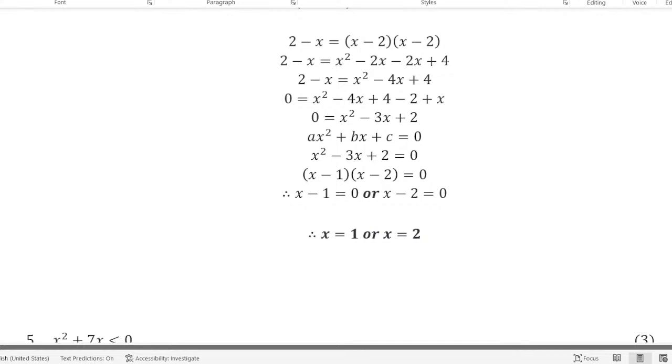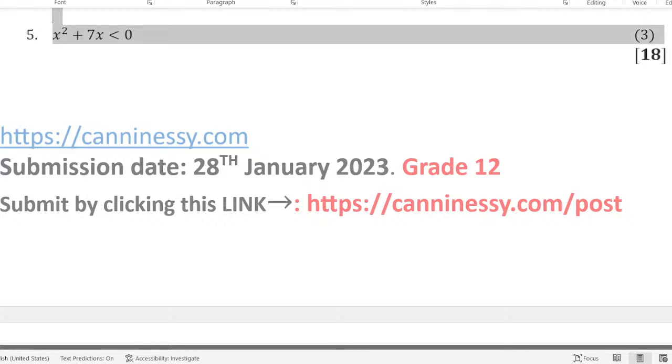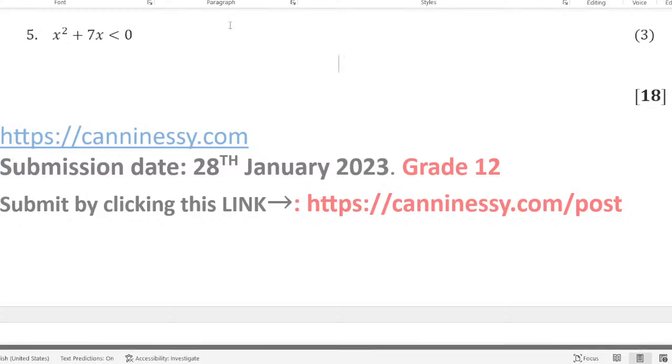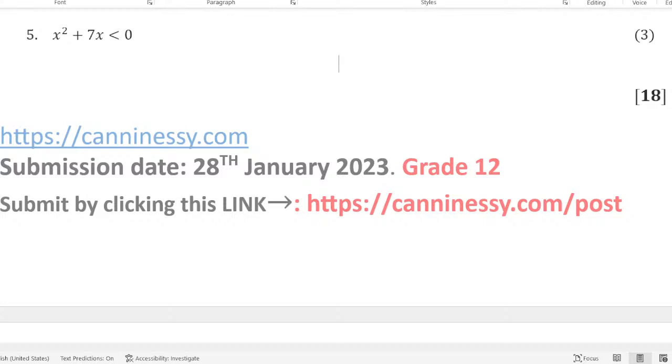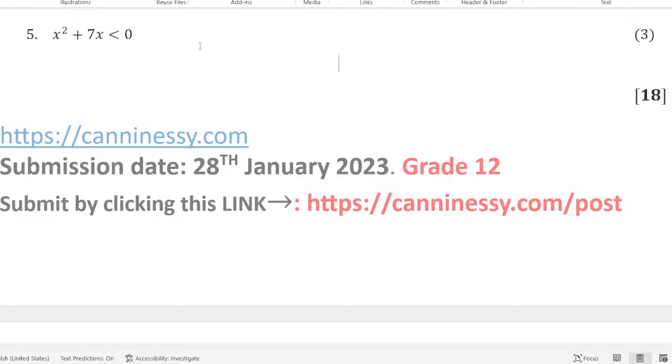All right, one more, and we're done. This one is 3 marks. So here we have x squared plus 7x is less than 0. In other words, it is 3 marks, and we are not told to correct to 2 decimal places, which means that we're going to factorize.